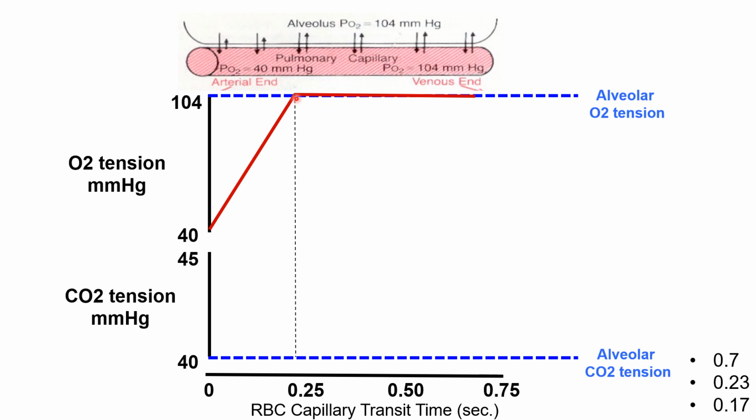And for the rest of the time, as the blood is traversing the pulmonary capillary, there's no change in O2 tension because equilibrium is already achieved. While for carbon dioxide, we initially started at 45. Okay, as carbon dioxide diffuses from the blood into the alveoli, it decreases in tension and it achieves equilibrium at this point at around 0.17 seconds. And for the rest of the time, there's not much change in the carbon dioxide because it is already in a state of equilibrium.